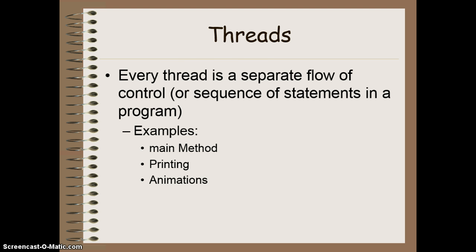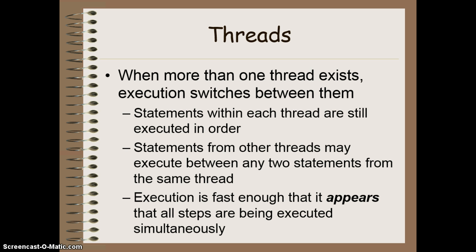Animations would be another example of a thread. So when you animate something to do some sort of spin or twirl or whatever it's going to be on the screen, that often happens independently of the other things that are going on in your program. So these would all be separate threads that would be existing in your code.